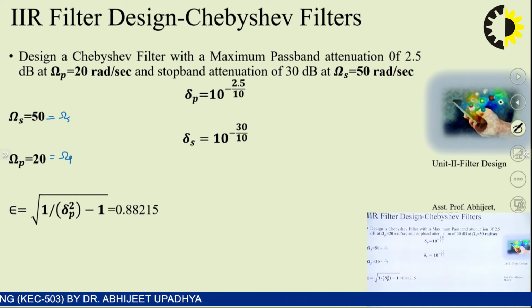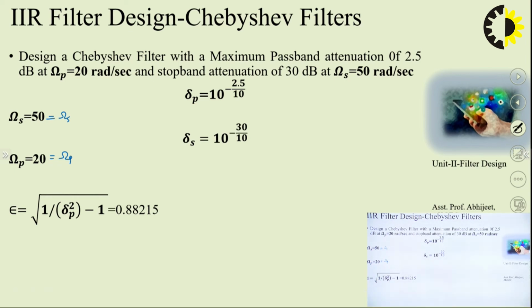I want to design a Chebyshev filter where the passband attenuation is 2.5 dB at omega p and stop band is 30 dB. So again, delta p we can evaluate using 10 raised to the power minus 2.5 by 10. 10 is from the base of the log, and the 2.5 is the attenuation that is allowed. So minus 2.5 by 10, this will give me delta p.